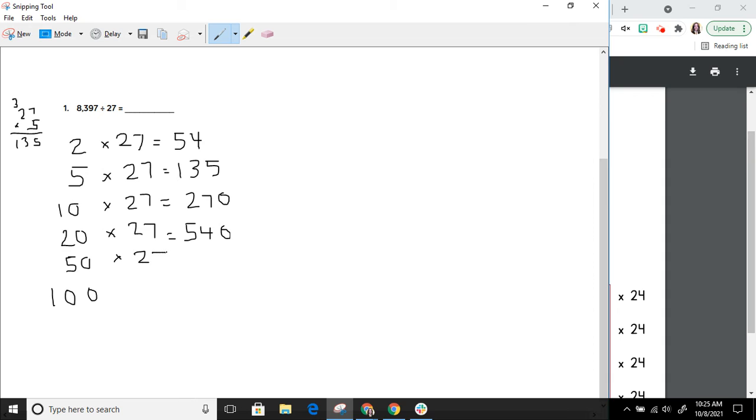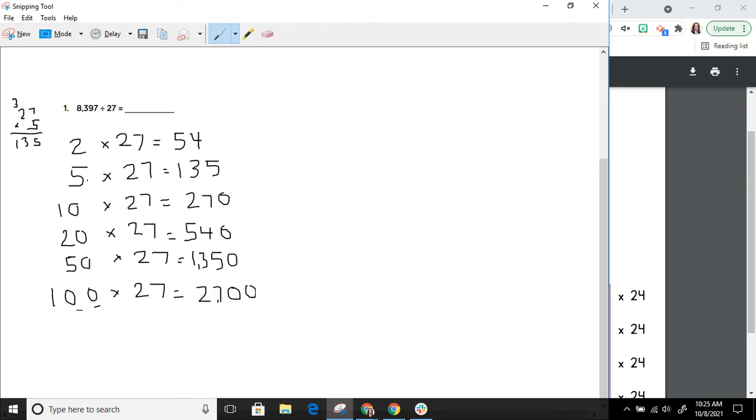50 times 27, if I know that 5 times 27 is 135, then 50 times 27, just put a 0 at the end: 1,350. And then 100 times 27, the power of 10 here. So 27 times 1 is 27, and then we've got 2 zeros: 2,700. So we're going to use these mental math facts to now help us solve our division problem.